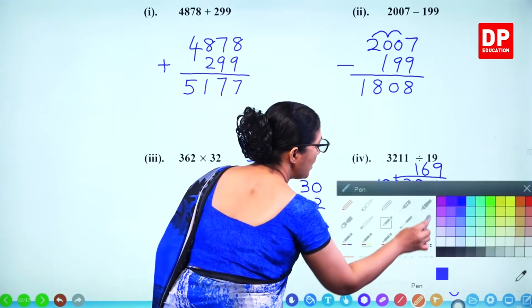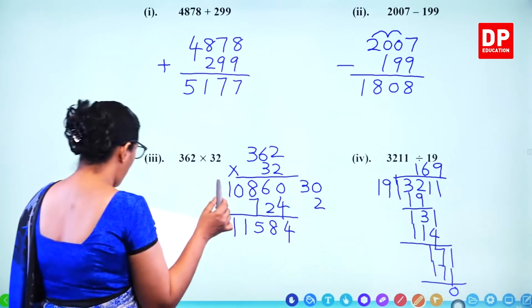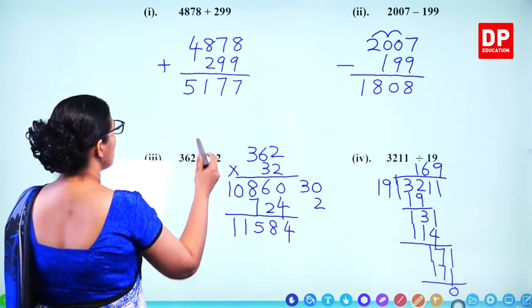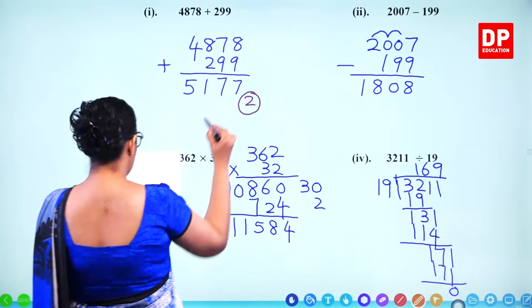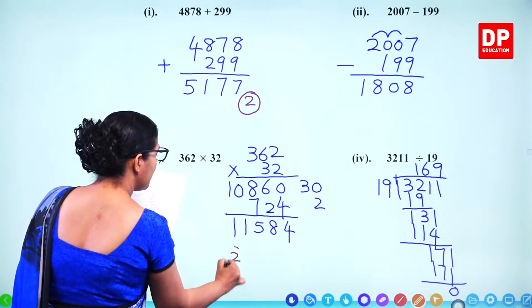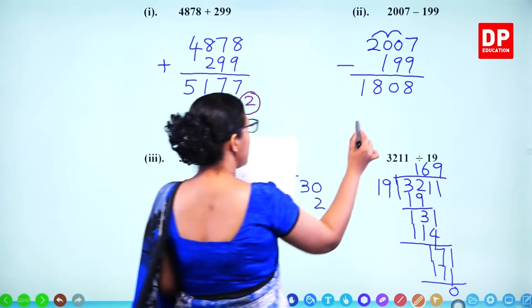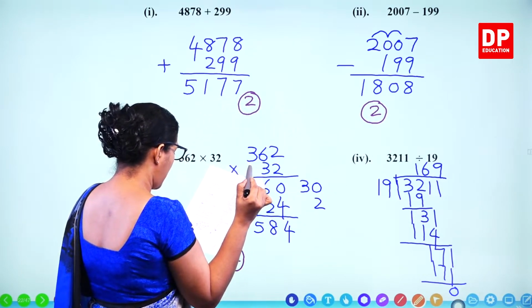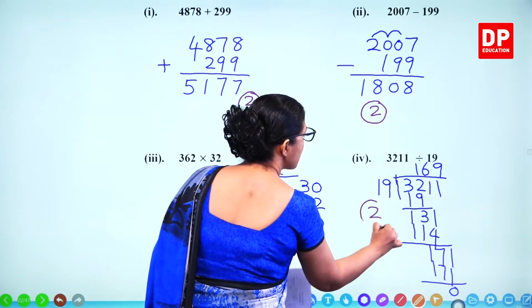So let's see how many marks for each part. You are getting 5,177, 2 marks. 11,584, 2 marks here. 1,808, 2 marks. And 169, 2 marks.